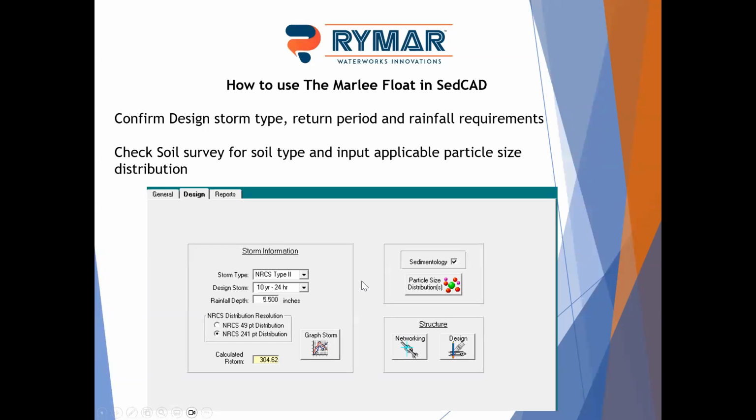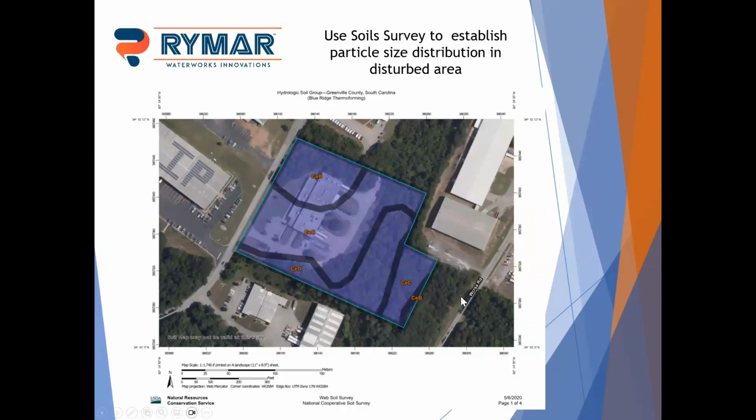So the first thing you want to do is confirm your design type. In South Carolina, specifically Greenville, it is a Type II storm, and the design storm is a 10-year, 24-hour storm. For this area, it's about 5.5 inches of rainfall for that storm event. You're going to check sedimentology here, and then you're going to need to put in your particle size distribution for the sedimentology calculations. We use a standard NRCS soil survey to determine the soils for the site. In this case, it was a Cecil soil, which is a predominant soil in the Greenville, South Carolina area.